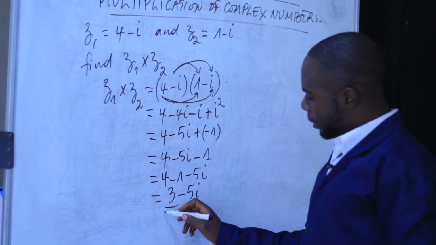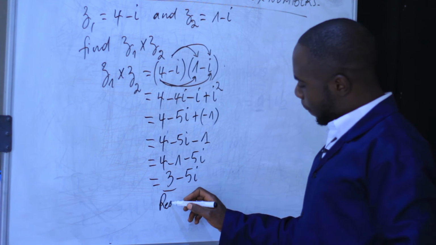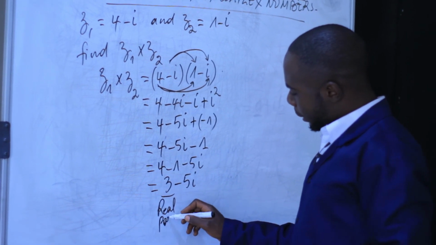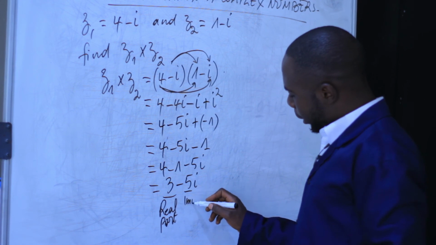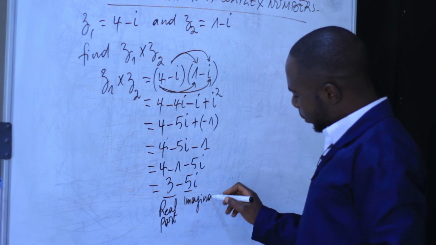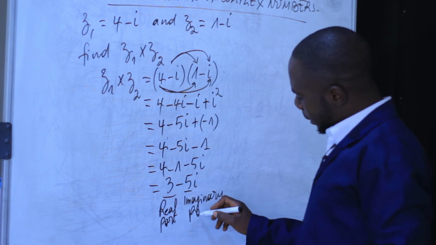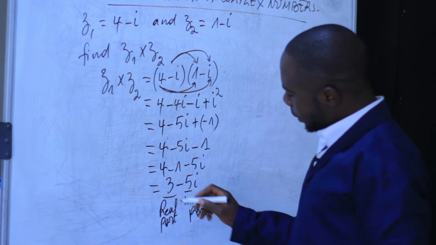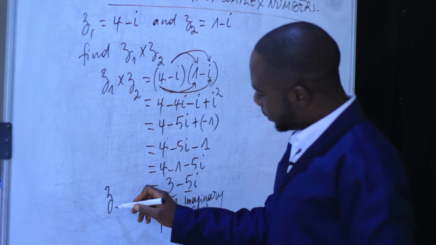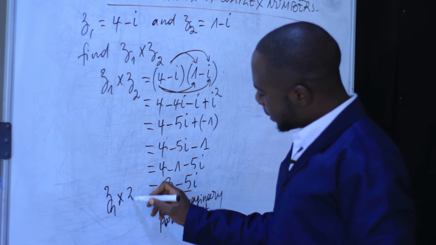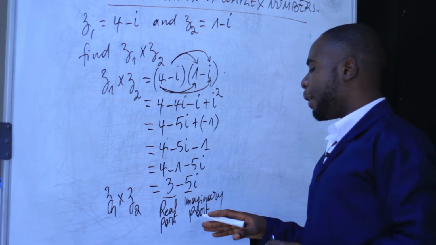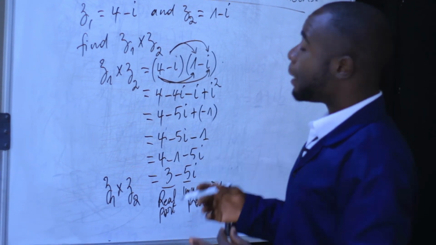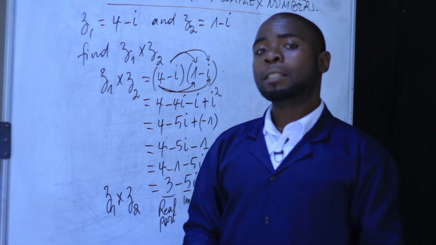This 3 will be the real part, while this 5 will be the imaginary part. Z1 times Z2 is equal to 3 minus 5i. This is the multiplication of complex numbers.